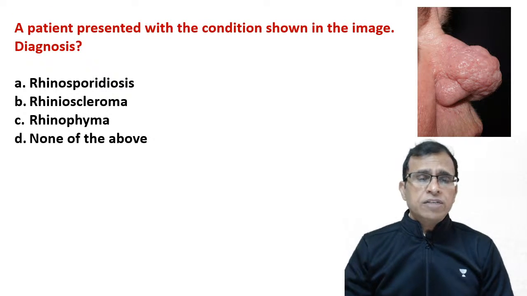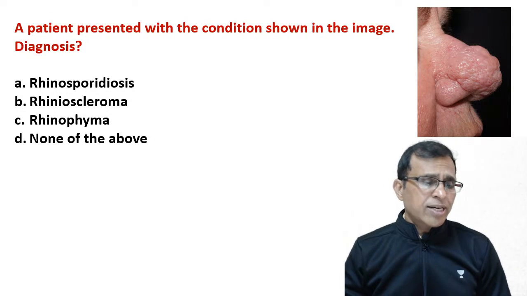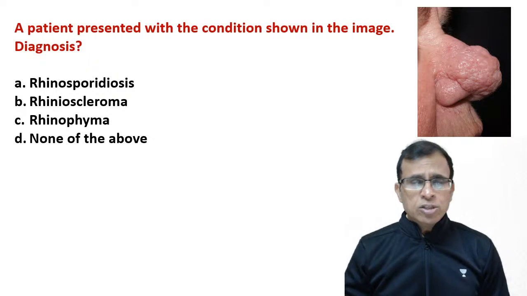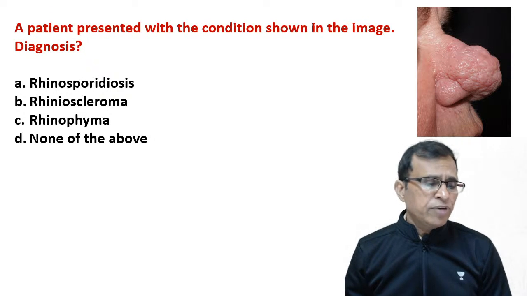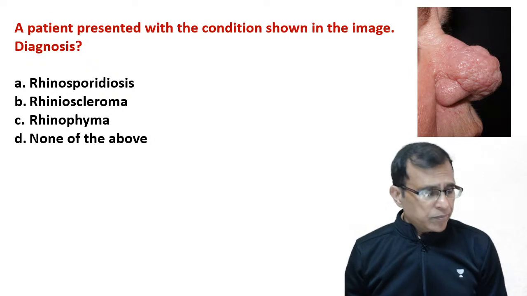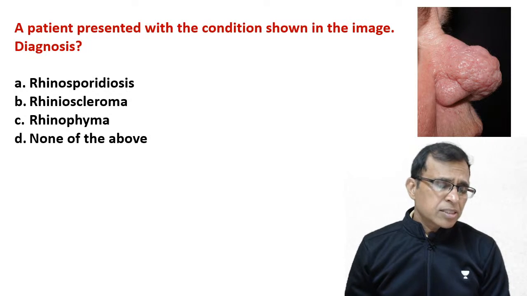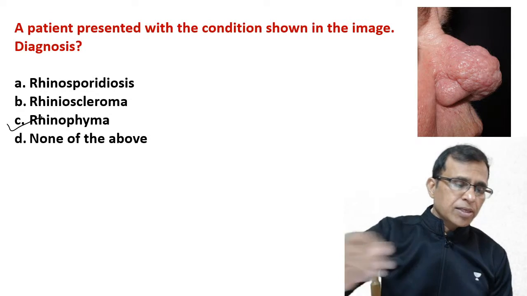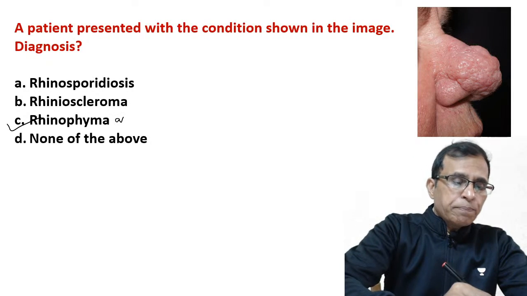The image was obviously different, but you have to make a diagnosis: rhinosporidiosis, rhinoscleroma, rhinophyma, none of the above. Of course, we don't get all the choices, so we sometimes, to fill in the gap, if we don't get all the 4 choices, we put our own choice according to our understanding. And as suspected, everybody has to get it right. Rhinophyma, which is also called, as somebody is saying, potato nose.